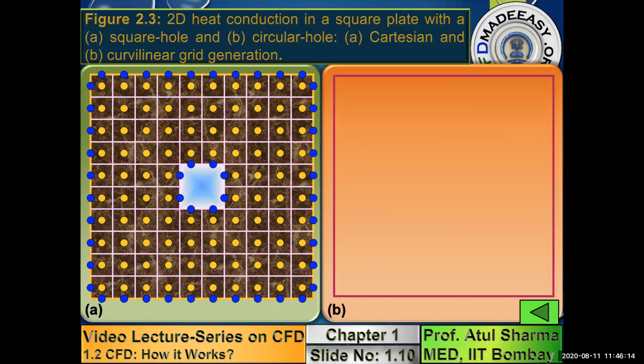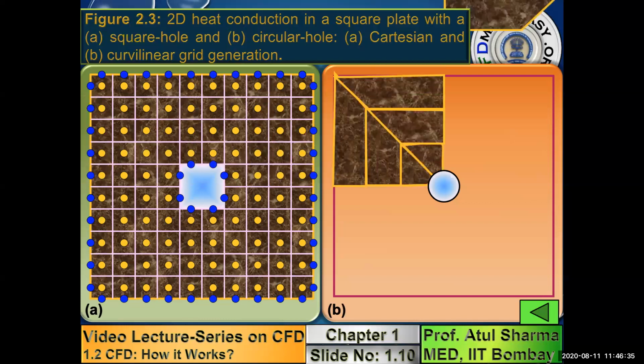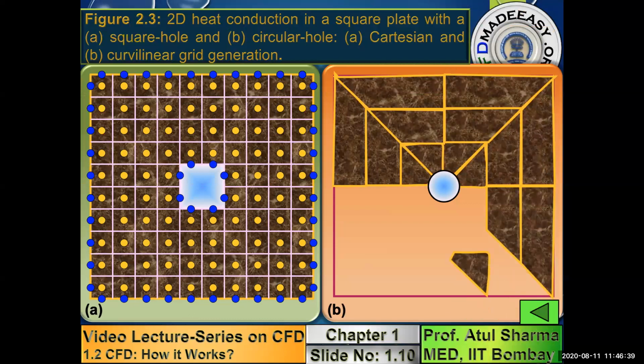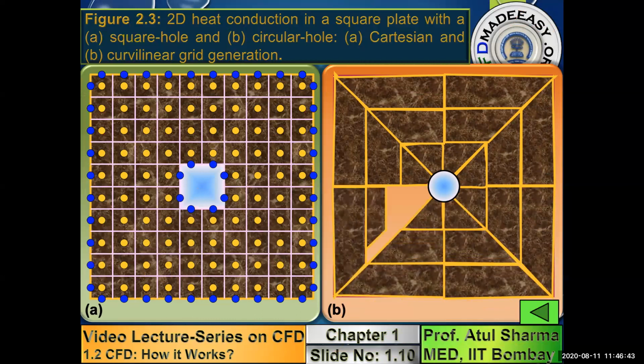If you have a square plate with a circular hole, then the outer boundary is aligned along the Cartesian coordinate system, and the interior boundary is aligned along the cylindrical coordinate system. So this is a complex geometry problem. When you do the subdivision of the domain using a grid generation procedure, the procedure shown here corresponds to a curvilinear grid generation, which will be discussed later in this course.